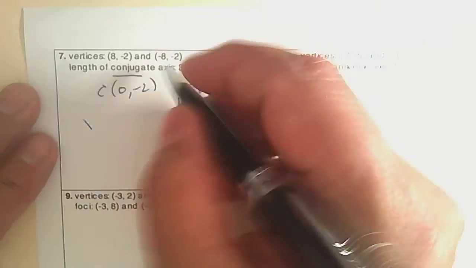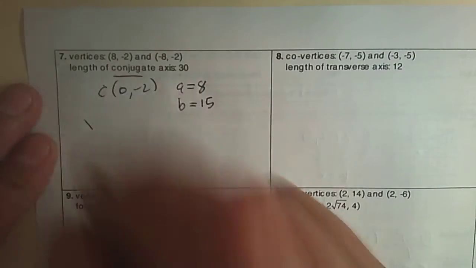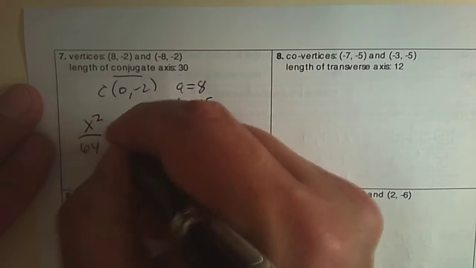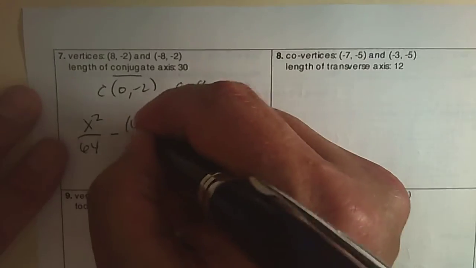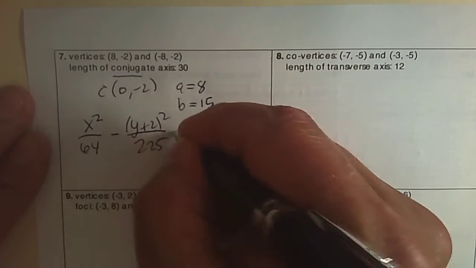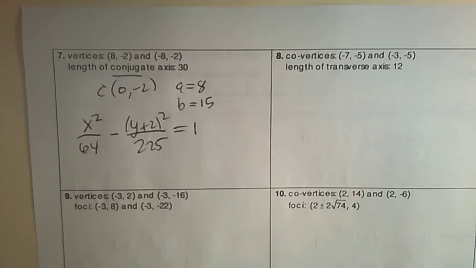So when I put this together, recognize the x's change. So the x comes first. And then 8 squared is 64. Subtract. Then it's the y plus 2 squared over 15 squared, that's 225. And that's equal to 1.